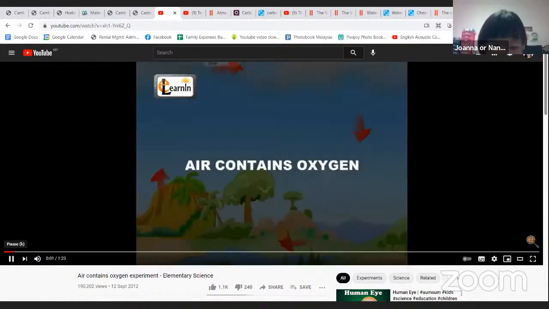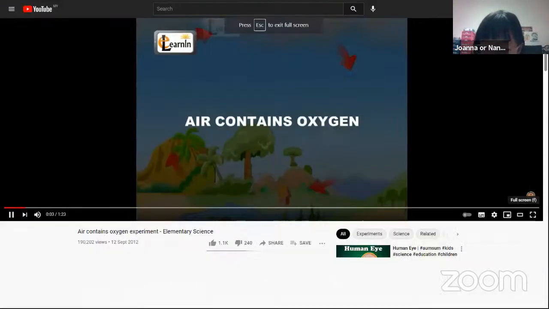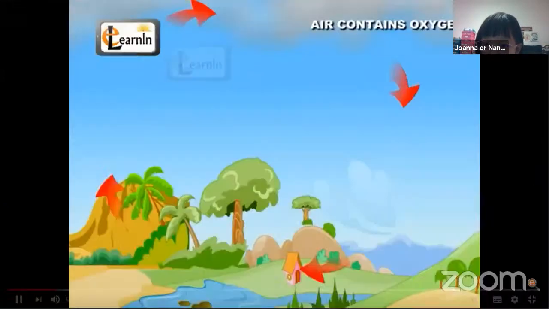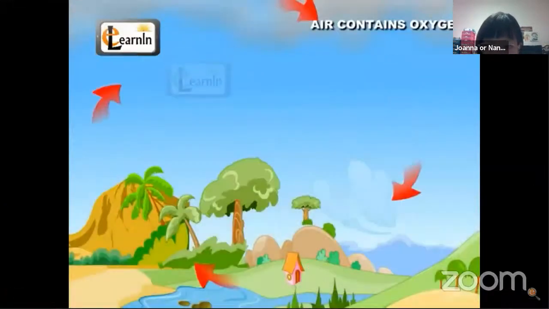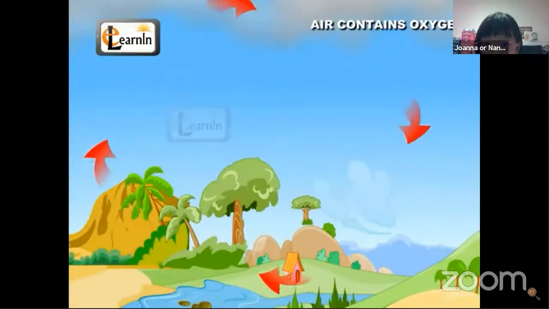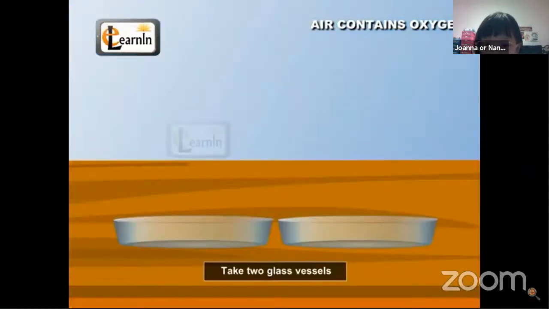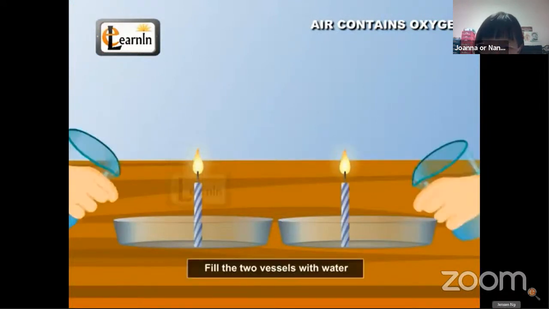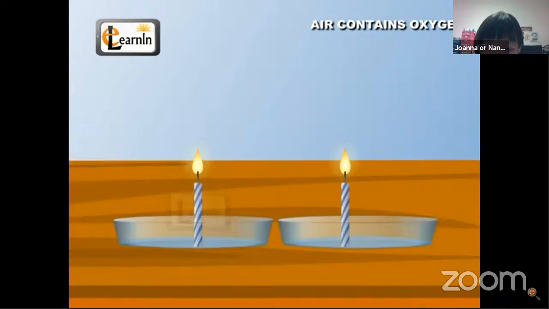Air contains oxygen. Air is not a single entity, but it contains several gases in different percentages. The following activity demonstrates the presence of oxygen in air. Take two glass vessels, place a candle in each of them and ignite the wicks. Fill the two vessels with water up to a certain level.